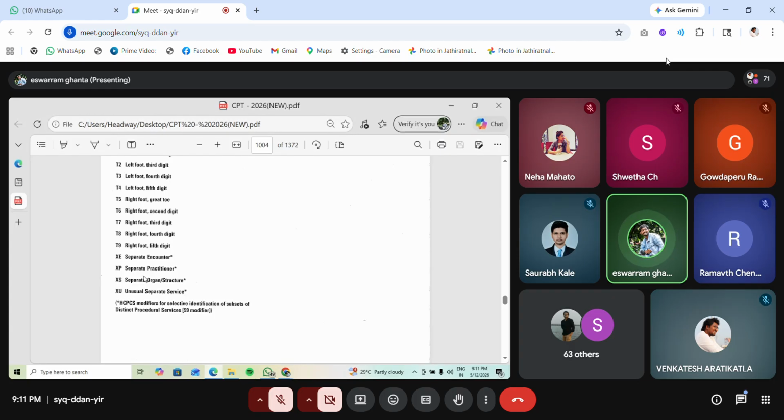Coming to the XU. XU means it is the unusual non-overlapping service. That means అసలు చేసిన ప్రొసీజర్ కి ఓకే ఫర్ ద ప్రొసీజర్ దట్ ఈస్ నాట్ ఎనఫ్ ఫర్ దట్ ప్రొసీజర్.